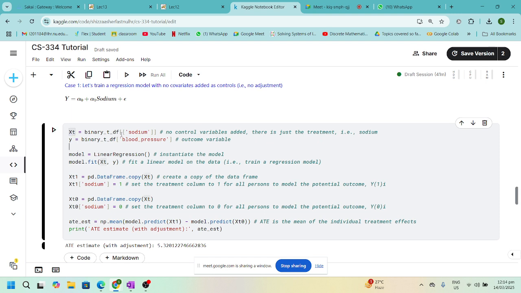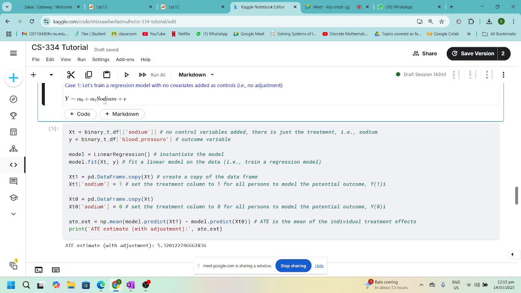So essentially, X के अंदर मैंने store कर ली sodium की value, and then Y के अंदर I have loaded the blood pressure because I want to predict Y using X, and that is blood pressure using just sodium. I've initialized my model. My model is a linear regression model. There is simple linear regression. In this case, it's simple linear regression because आपके पास सिर्फ एक variable है, एक input variable है जिसको use करके you're predicting the output.